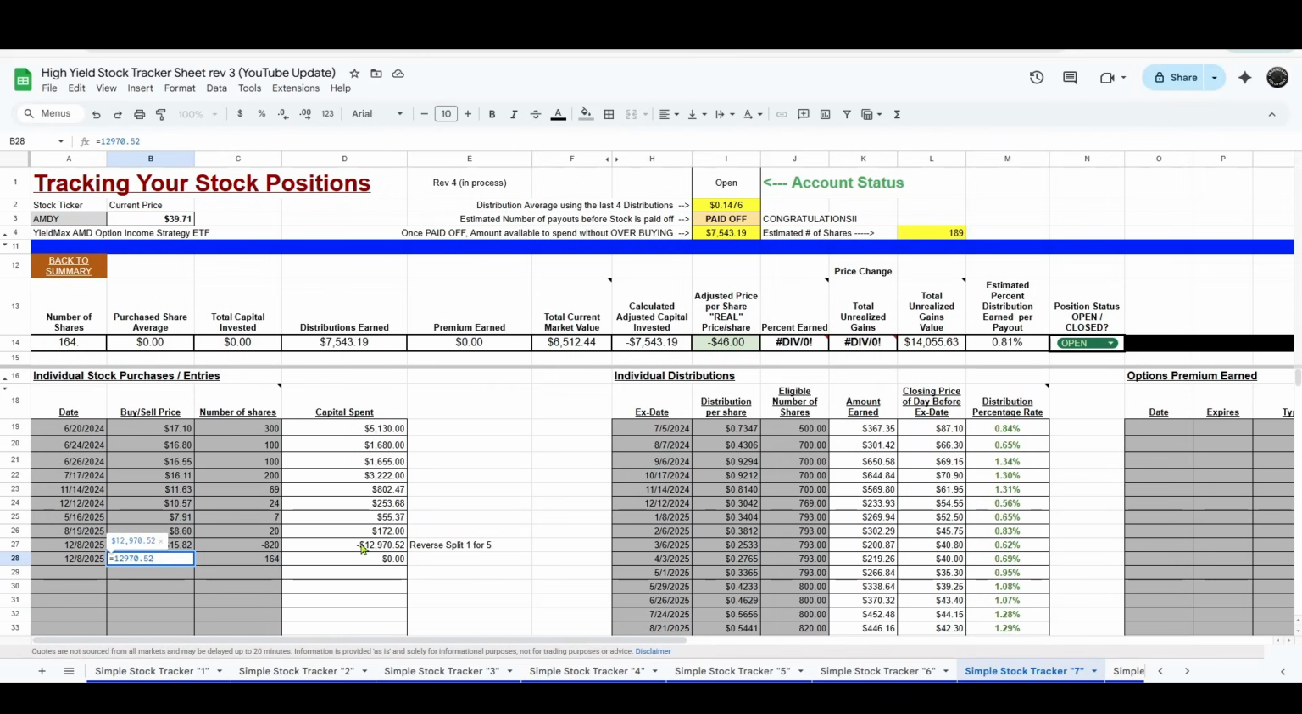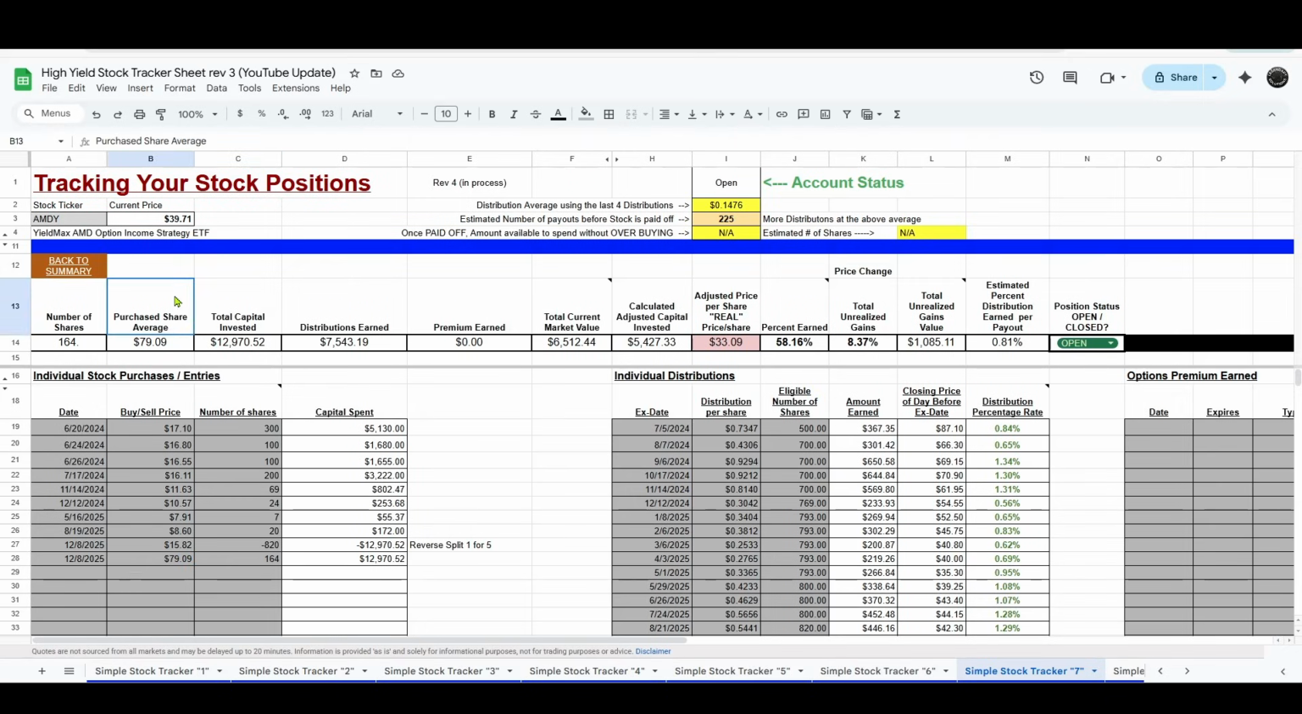And now we're going to take that number and divide it by the number of shares being 164. And when we enter that, now we get that total amount spent. Mine's the same because it was divisible by 5. But now that corrects and gets everything else back in line.